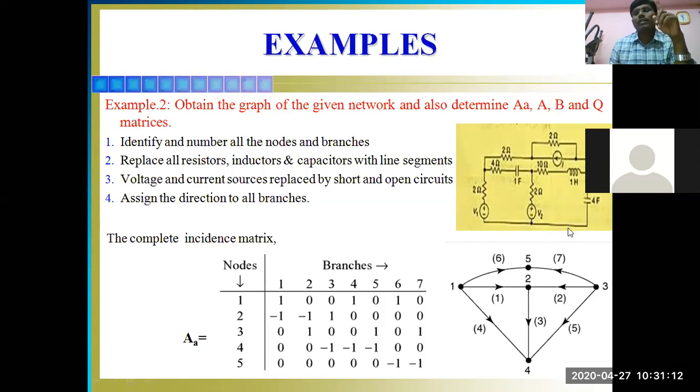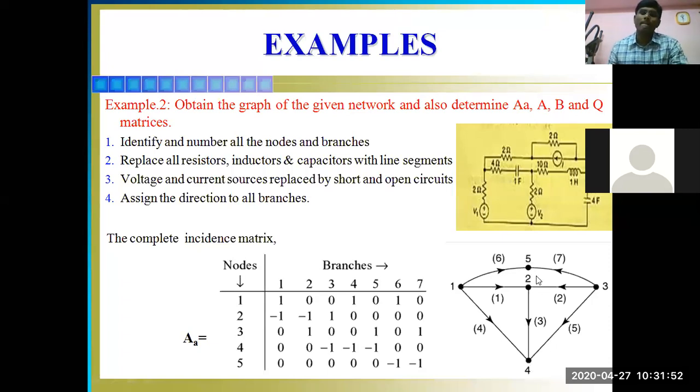So how many nodes are there? Finally, 1, 2, 3, 4, 5. Now you first give a number, whatever you like, wherever you like, but the total number of nodes is 5. You have to get 5 nodes for the given network. So I gave the numbers like this: here it is 1, it is 2, it is 3, it is 4, and it is 5.